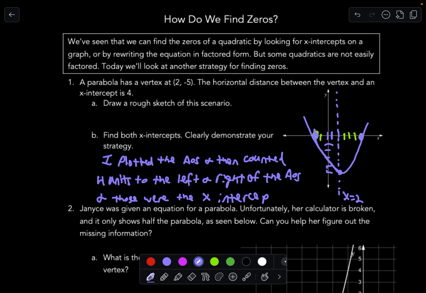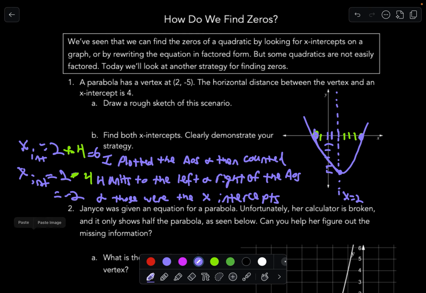So I'm going to write them down now. Since the AOS was 2, one of the x-intercepts was going to be 2 plus the 4 units, which is 6. Another x-intercept was going to be 2 minus the 4 units, and that equals -2. So our x-intercepts were at 6 and -2.